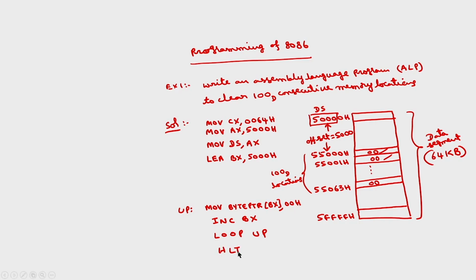This is a simple program to clear 100 consecutive locations. You have to choose the appropriate locations. This is one way. Word PTR and byte PTR are called assembly directives. So if you want to write this using an assembler, you have to specify this byte or word.